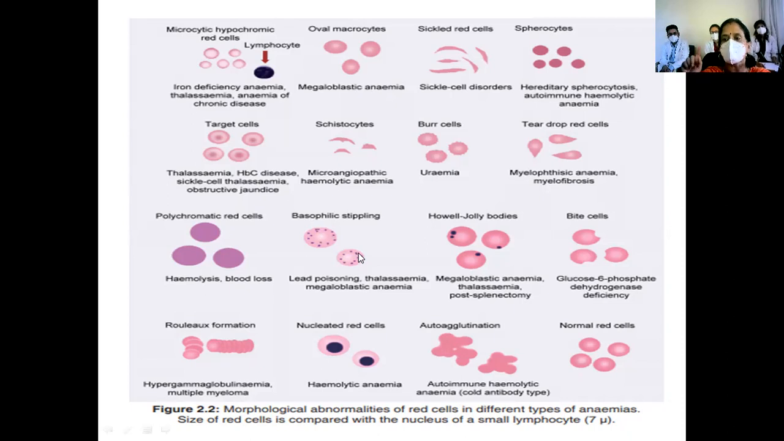Siderophages. So there it is, macrophages containing hemosiderin. A siderocyte here is an RBC containing non-heme iron, not hemosiderin. Yesterday you saw some ring. What was that? Ring sideroblast. There again, it is the non-heme iron granules that are surrounding the nucleus.